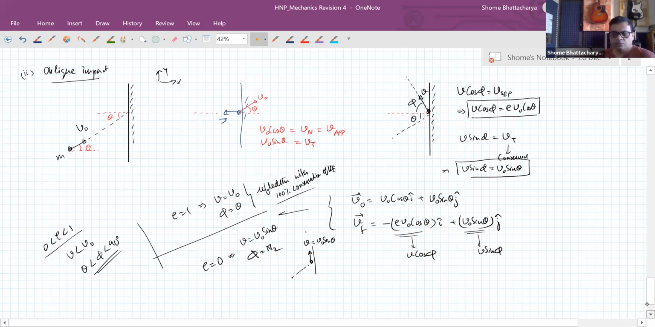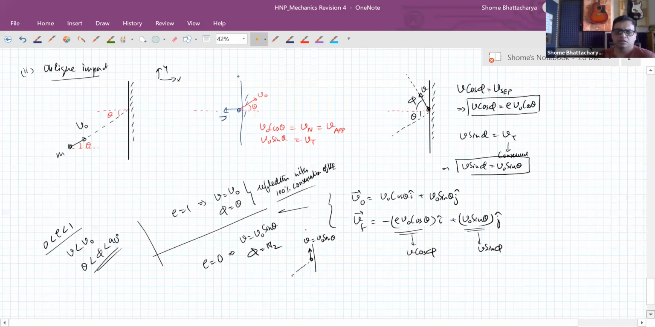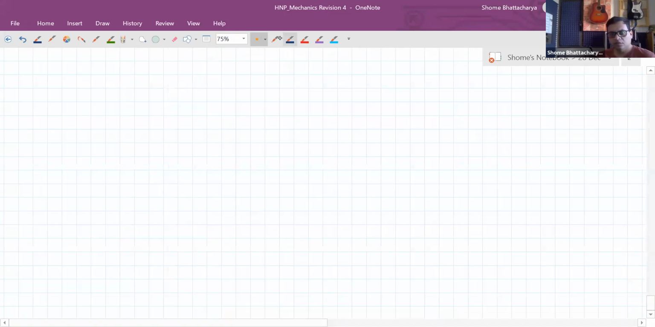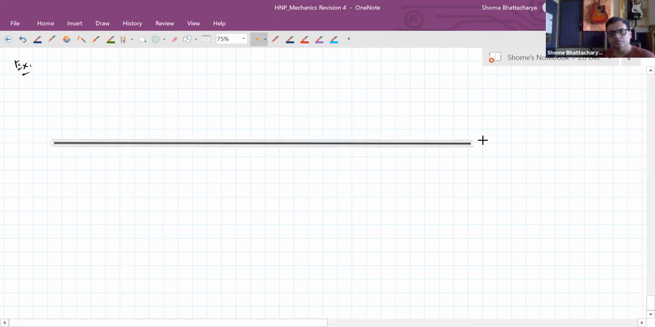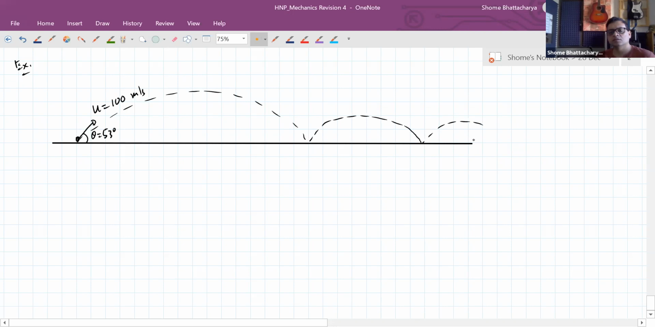Okay, so now the most common type of question related to this is collision of a projectile, or a particle in projectile motion, with a surface. So let's start with the example of a horizontal surface. If a particle is projected like this at a speed of, let us say, 100 meters per second at an angle of projection of 53 degrees, and it bounces like this.